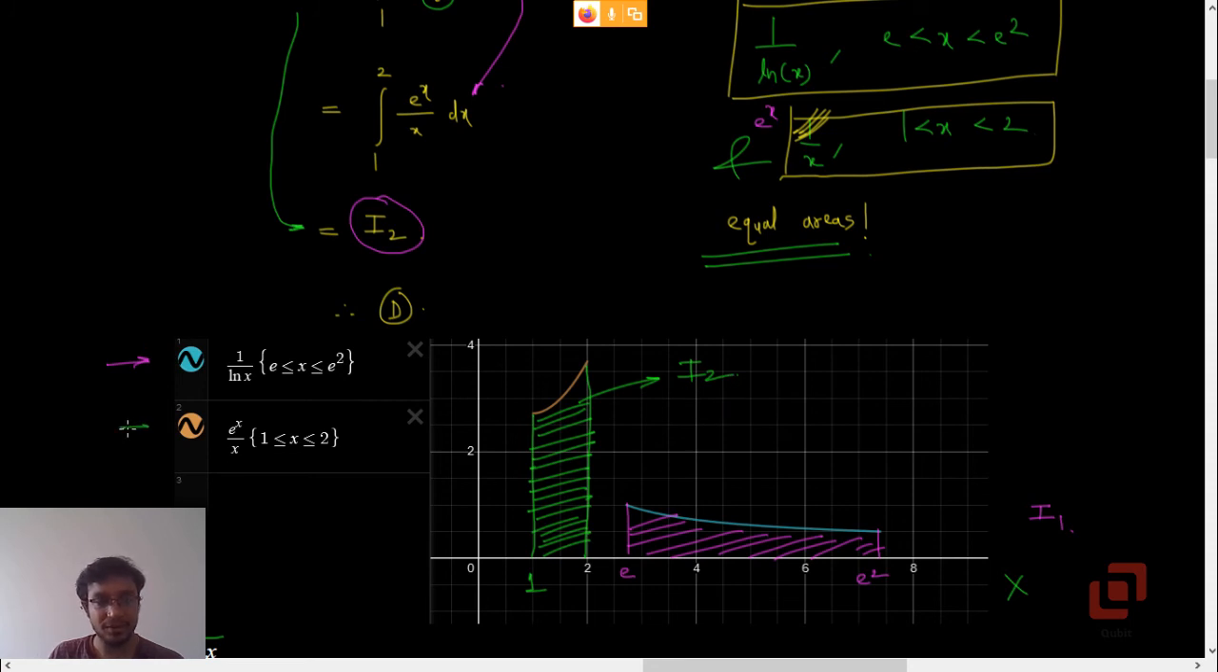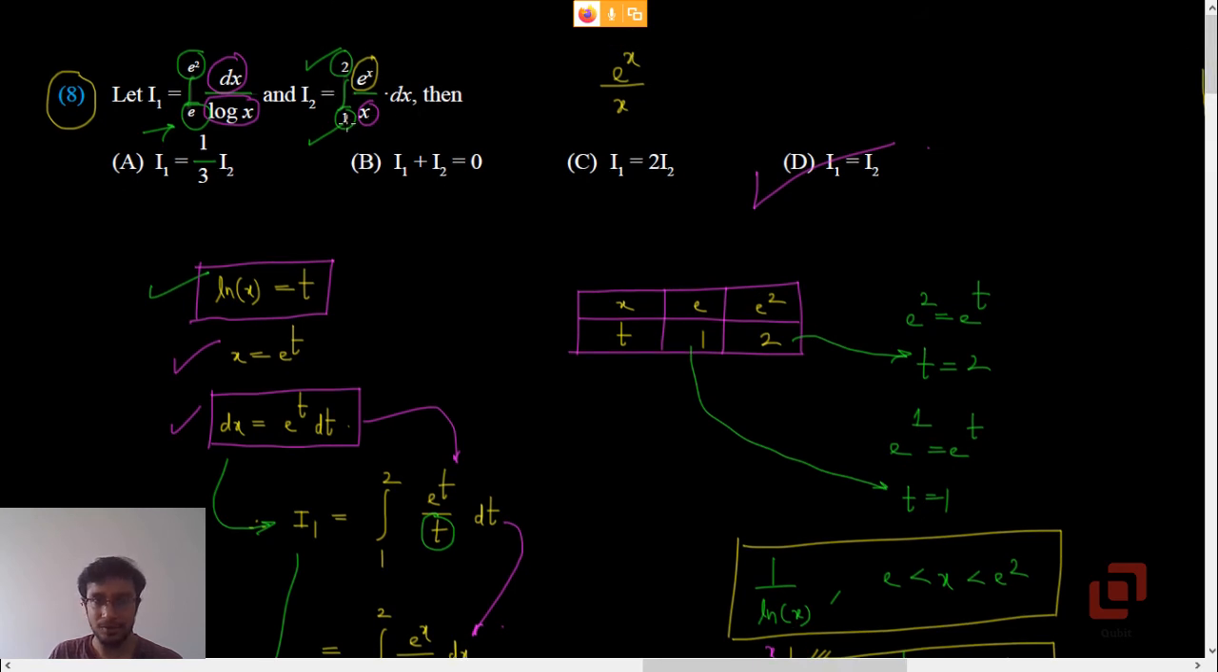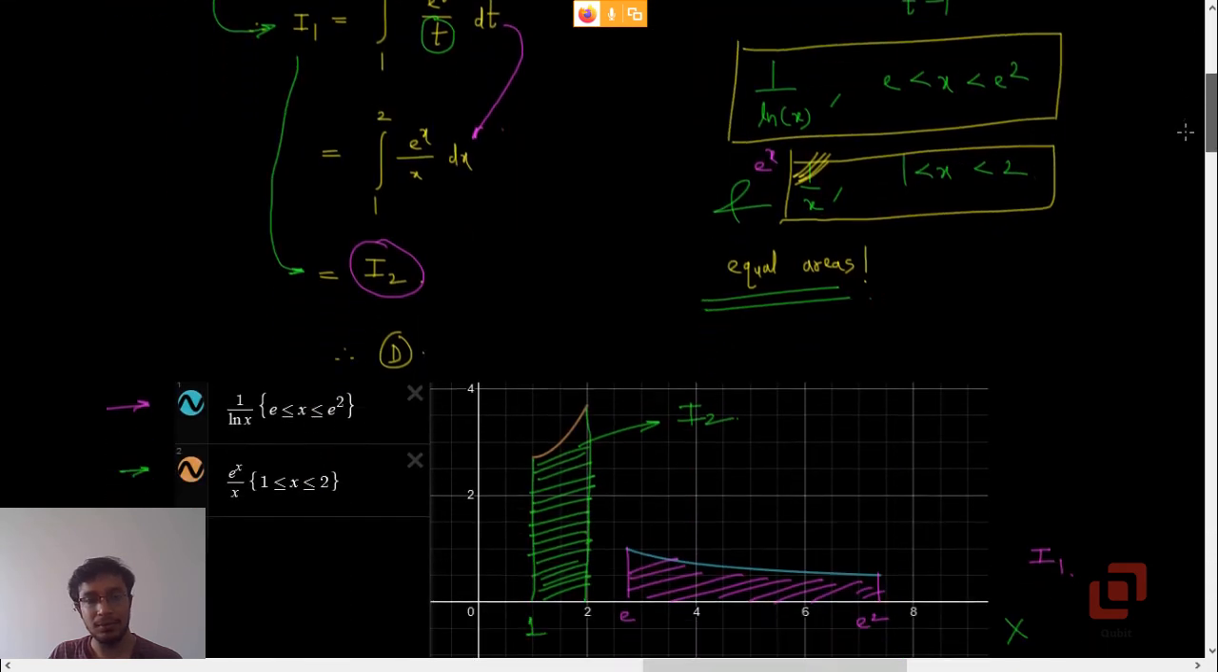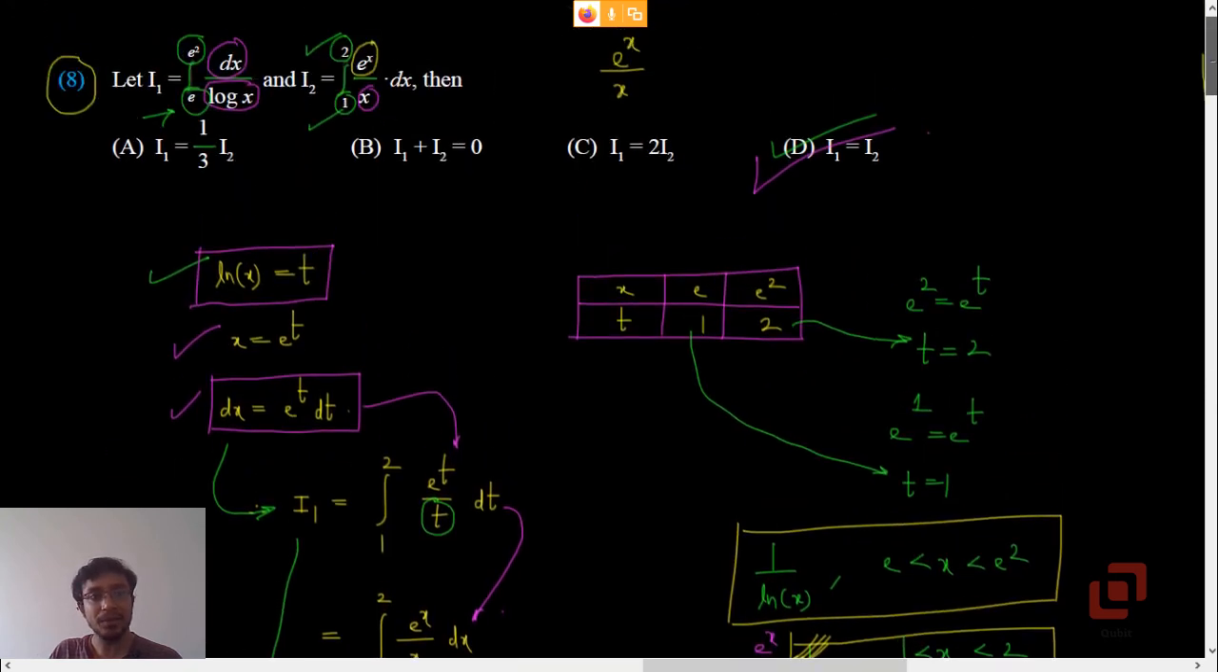The orange curve is e to the power x upon x, and this is also the integrand here, e to the power x upon x, limits 1 and 2. And the equality of I1 and I2 implies that the green area is equal to the purple area. That is the conclusion. So you can frame the same question as an application of definite integral problem. This is the first thing that I want to tell you.